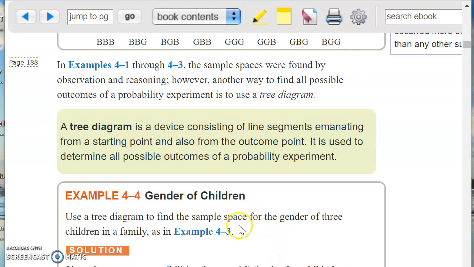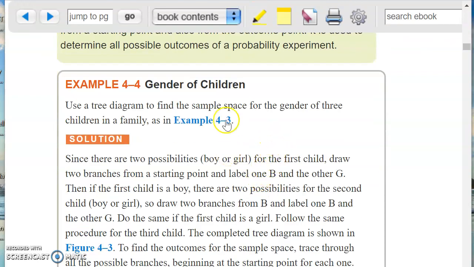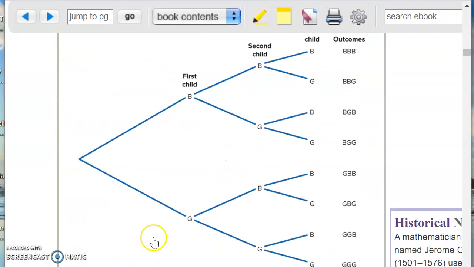So the line segment emanates from a starting point, and there's also a line segment that comes from the outcome point. It is used to determine all possible outcomes of a probability experiment. So let's go back to the kids. So you have the first child, okay? What could possibly happen? On that first child, you have a boy or you have a girl.